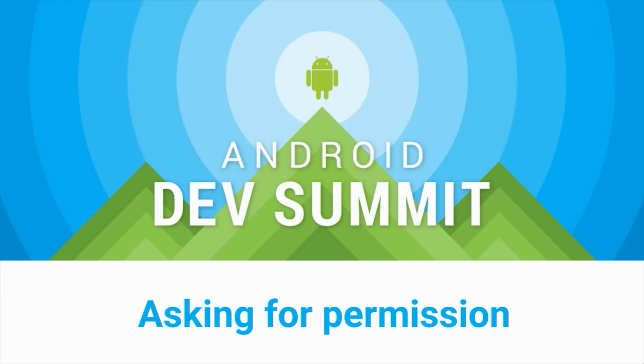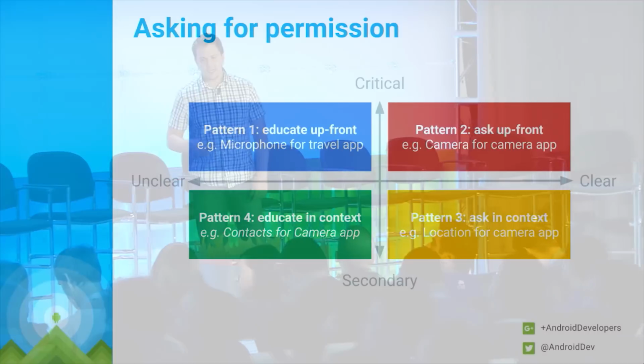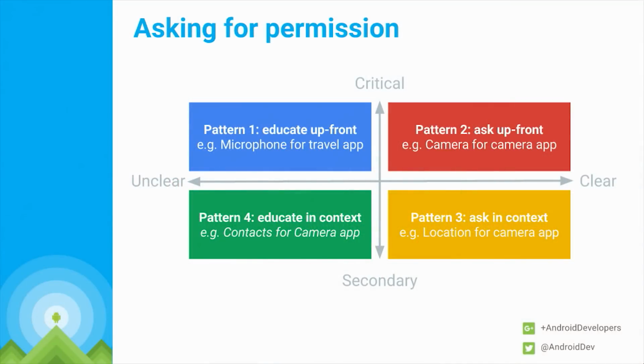So how do you ask for permission? And before I go into the nuts and bolts of how to do it in code, I really want to cover the UX, because it's really, really important to have a consistent permission experience for all applications. It's good for the user, it's good for you, it's good for the ecosystem, it's good for everyone. So you can imagine a 2-dimensional matrix. In one dimension, you have how important this permission is for my application. Is it critical, or is it an optional feature?